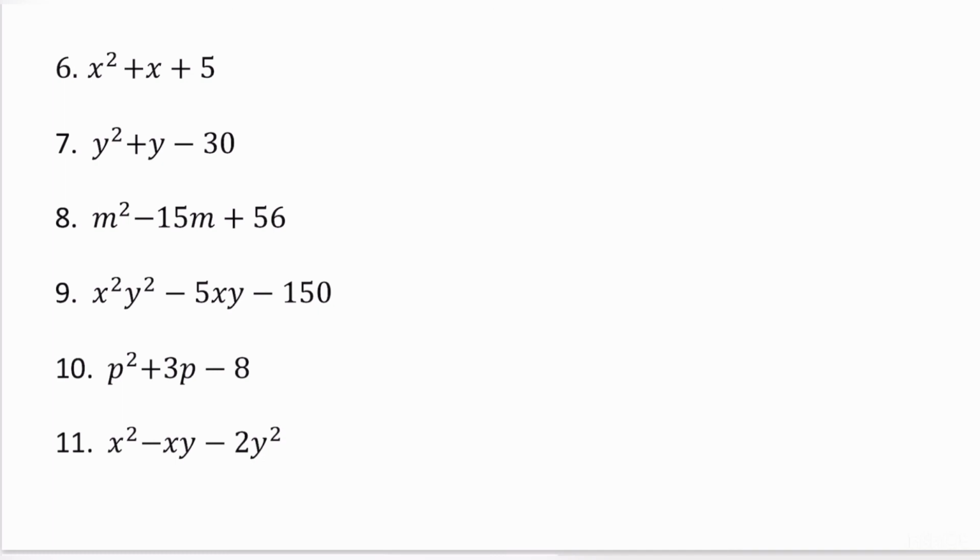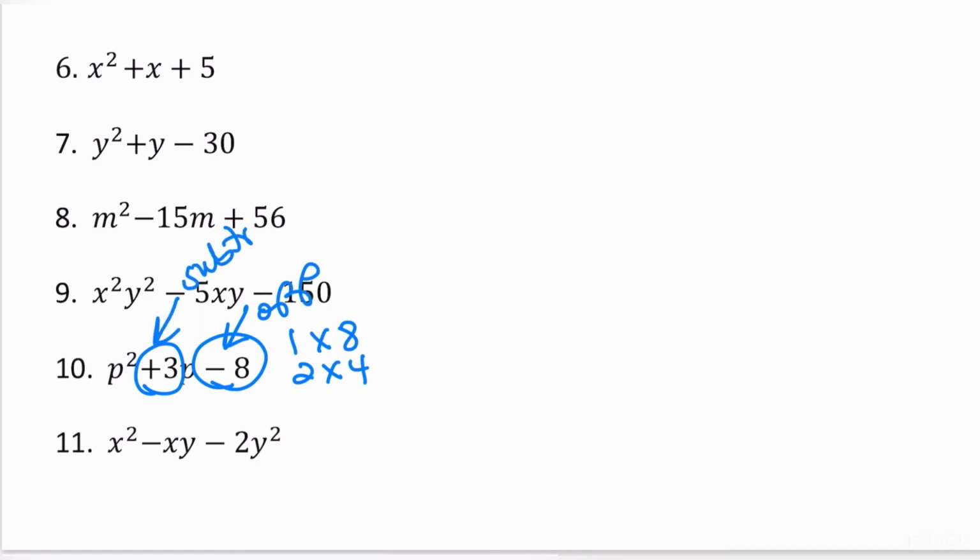So p squared plus 3p minus 8, I'm going to deal with it the same way. What multiplies to give me 8? 1 times 8, 2 times 4, that's it. And then it has to add to give me a positive 3. The last sign is negative, which means that I'm dealing with opposite signs, which means that in reality I have to subtract to see what's going to end up giving me a positive 3.